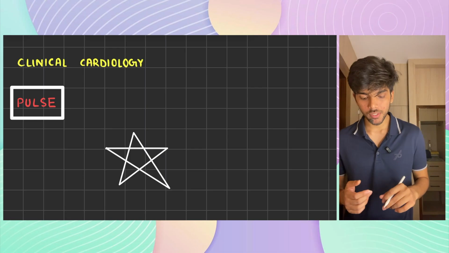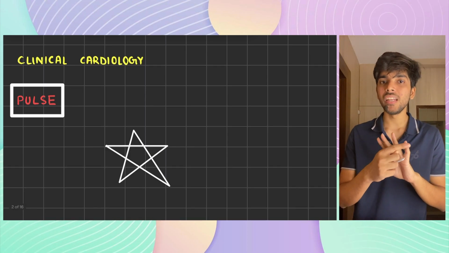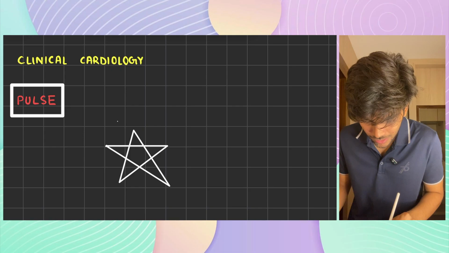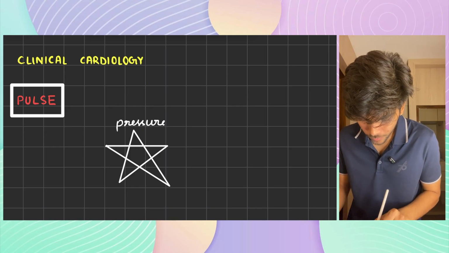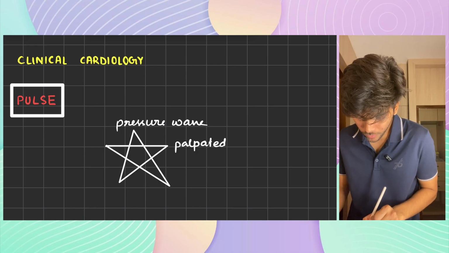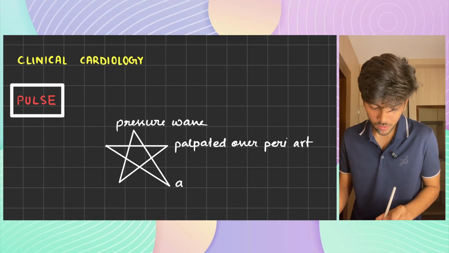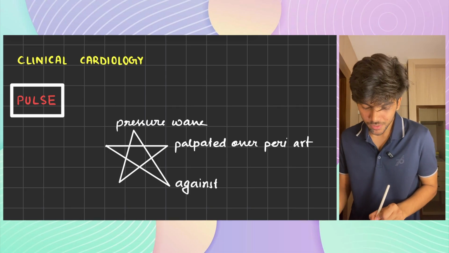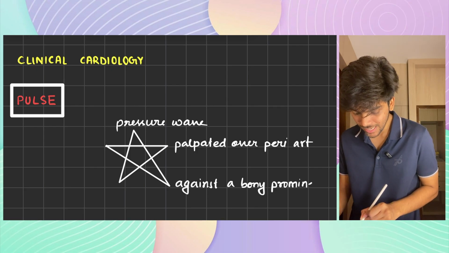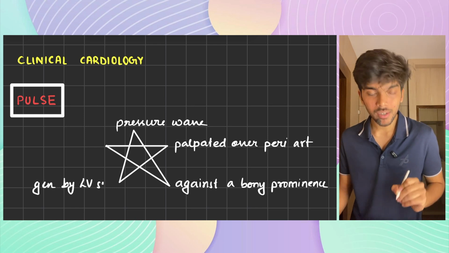First, the definition of pulse. Pulse is defined under 4 points, and each of these points is significant for its definition. And these points are: pulse is a pressure wave which is palpated over a peripheral artery against a bony prominence, which is produced or generated by the contraction of the left ventricle or left ventricular systole.